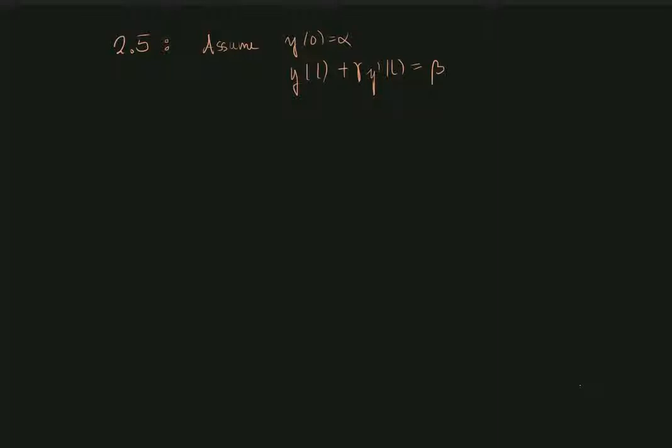Okay, so in this exercise, let's just look at A. They say assume y of 0 equals alpha, and in the other endpoint L, we have that y of L plus gamma times y prime of L is equal to beta, where gamma is different from 0. And then they say find a finite difference approximation with truncation error big O of h squared.